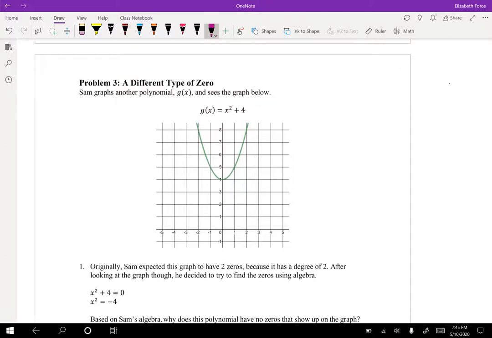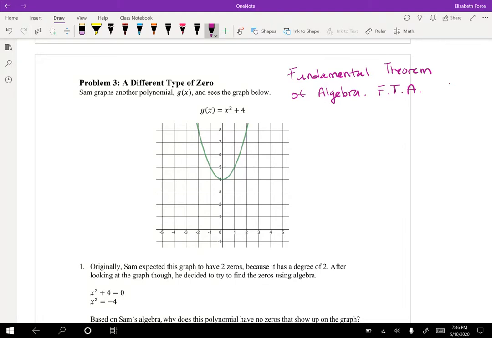In problem 3, we're going to take a look at a different type of zero for our functions. Before we look at this problem, we really need to develop a very non-mathematical way of looking at the definition of what we call the fundamental theorem of algebra. My handwriting's a little messy today. We're just going to abbreviate this as the F.T.A.